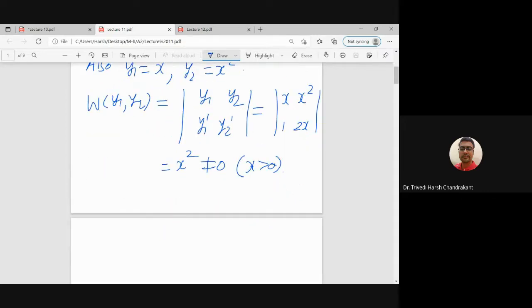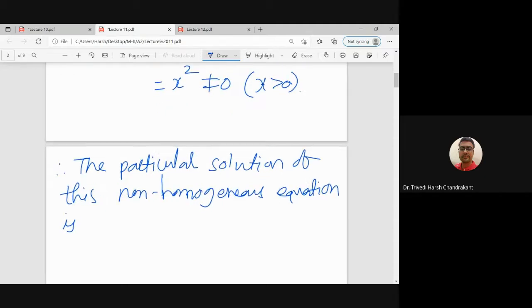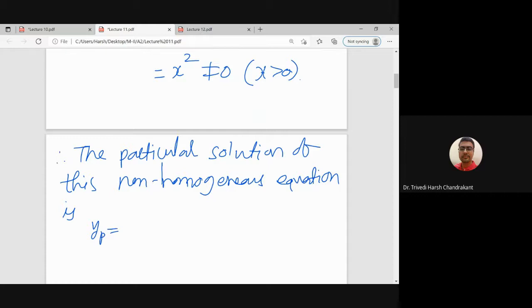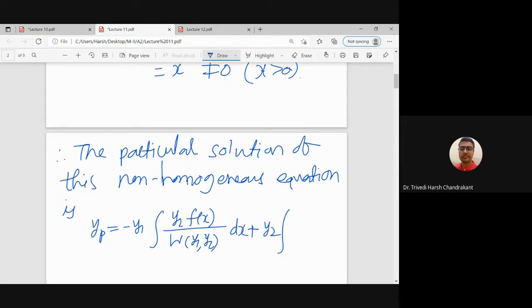So now from the variation of parameter method, the particular solution of this non-homogeneous equation is given by the formula, if you recall: yp is equal to minus y1 times the integration of y2 times the right hand side function divided by the Wronskian, plus y2 outside times the integration with y1 inside, f(x) divided by the Wronskian.